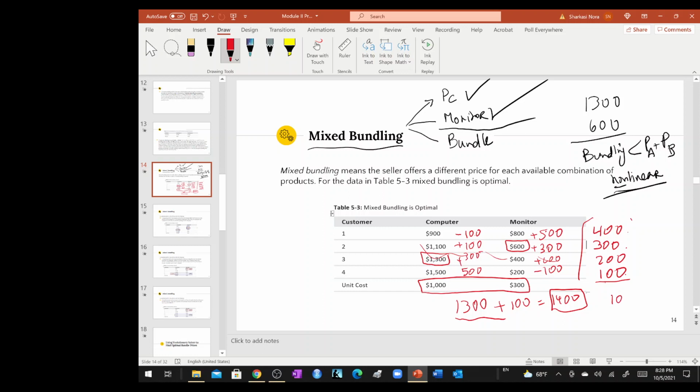And this means you're going to make $100 for each segment. And this will be times 4. And this will be 400 in total.